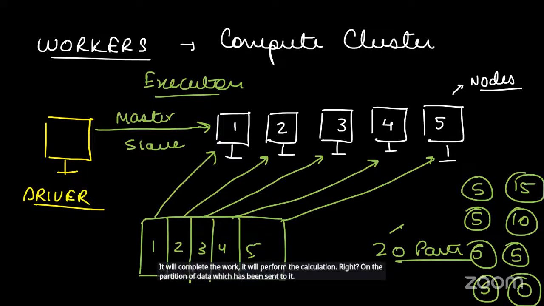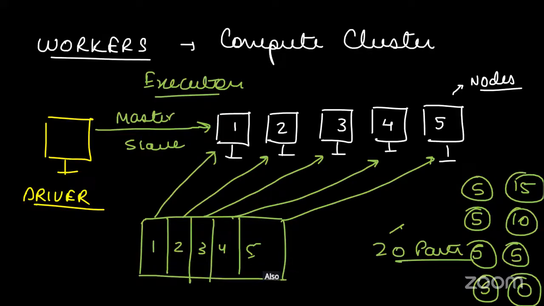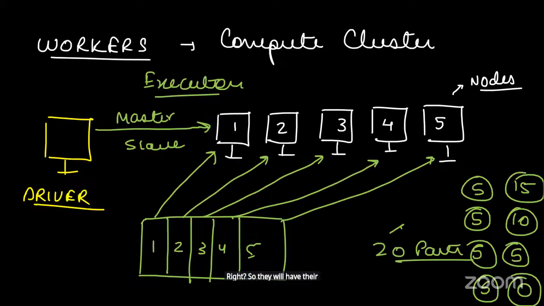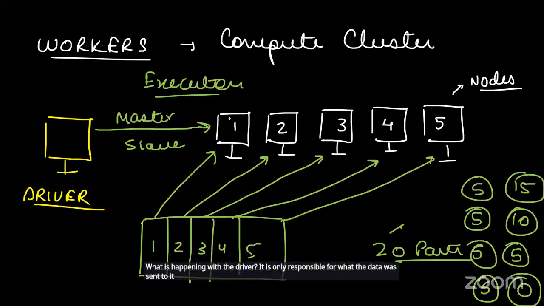It will have its own memory also. Each node will have its own RAM, and it will have its own CPU also, right? Because you have these machines. These are your normal machines that you have, right? So they will have their own CPU. They will have their own RAM to do the work, and it does not know, or does not care about, what is happening with the driver. It is only responsible for the data that was sent to it and the code that was sent to it.